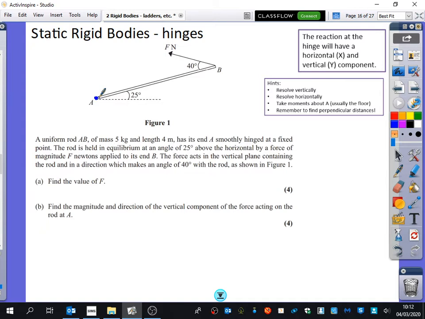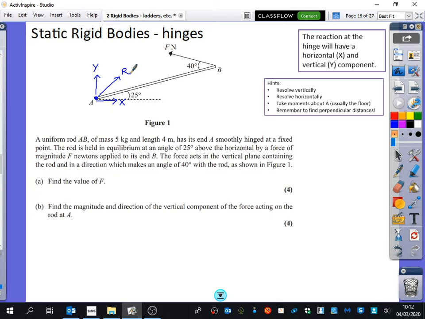So that's what I've written up here, that the reaction at the hinge will have a horizontal and a vertical component. For the horizontal component we just use X because it's in that direction, and for the vertical component we use Y. The overall reaction will be a combination of X and Y. The overall reaction is probably going off at some kind of angle like this. This is actually the normal reaction at the hinge.